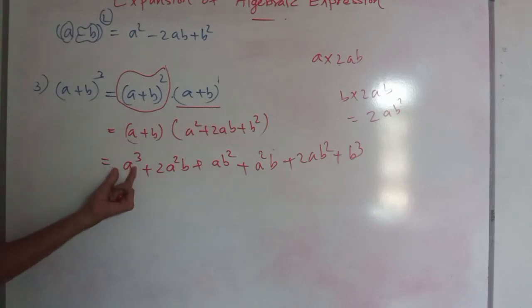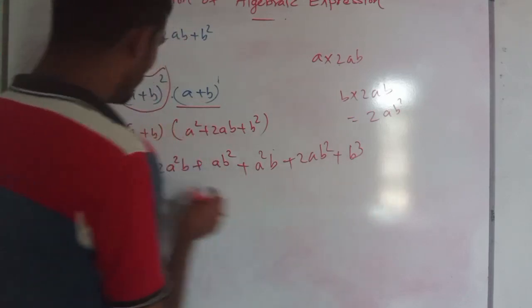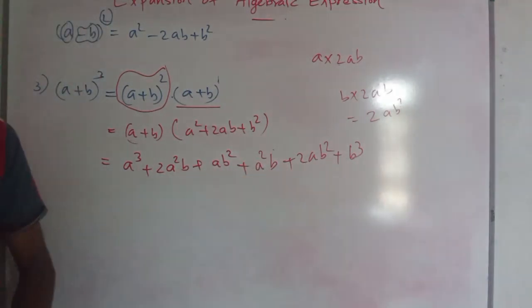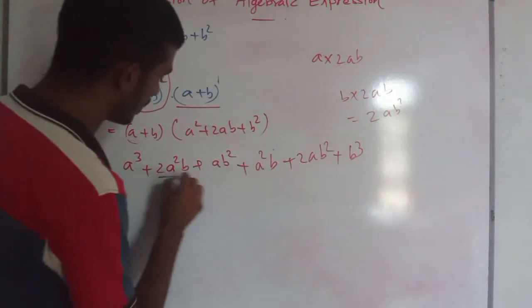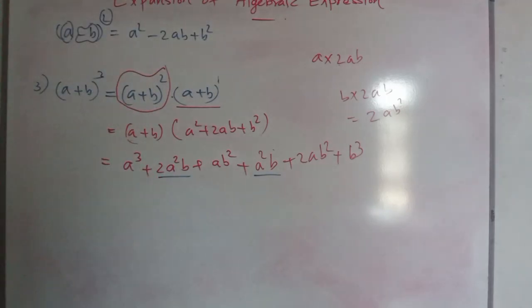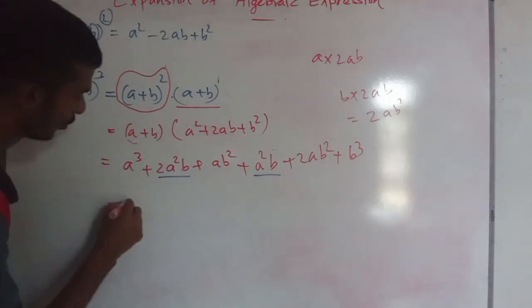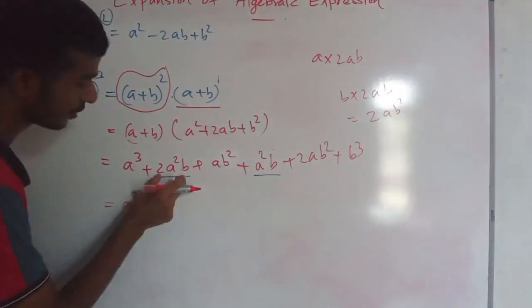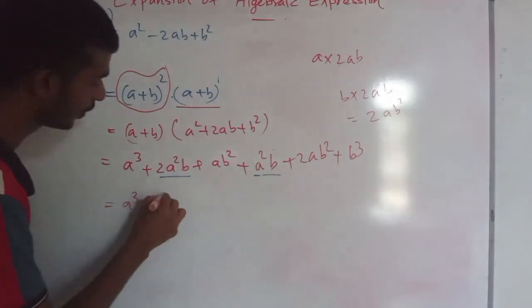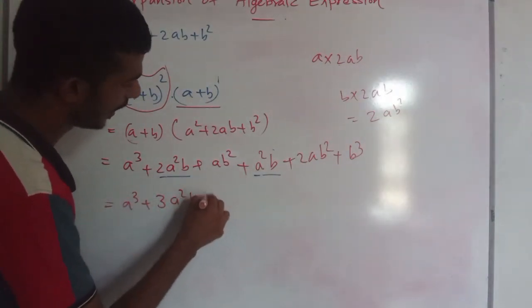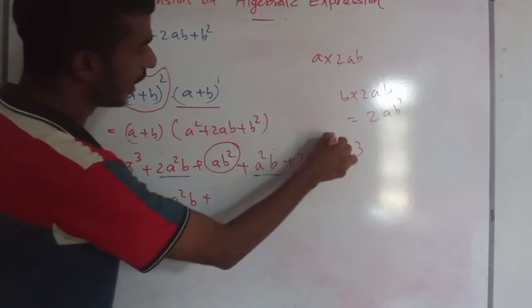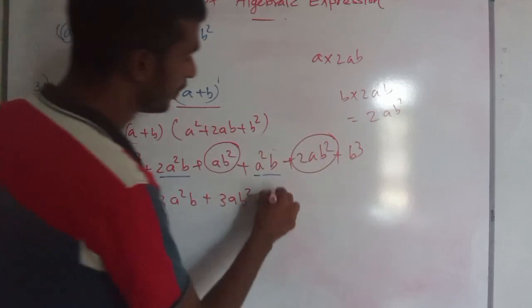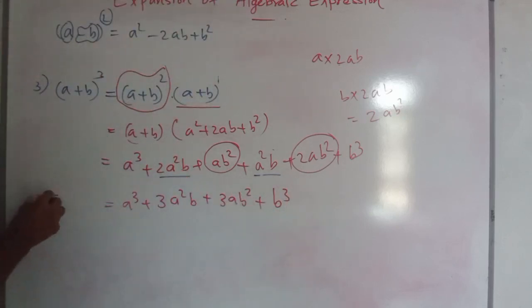Now we have to identify the similar terms here. So here A³, is there any other A³? No. Then 2A²B, here also A²B. So these two are similar terms, right? Now what I will write is A³ plus 1A²B, another 2A²B, plus another A²B, that will give you 3A²B, plus, so you see AB² here, another AB² here, so 3AB² plus B³. Now this is how you have to remember, right?